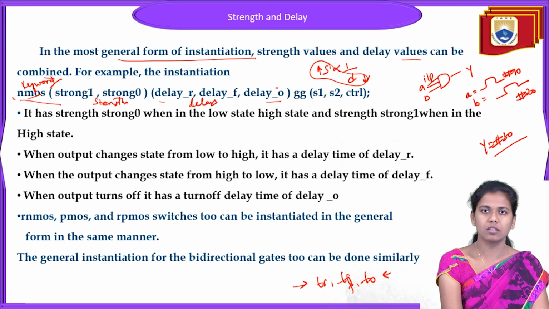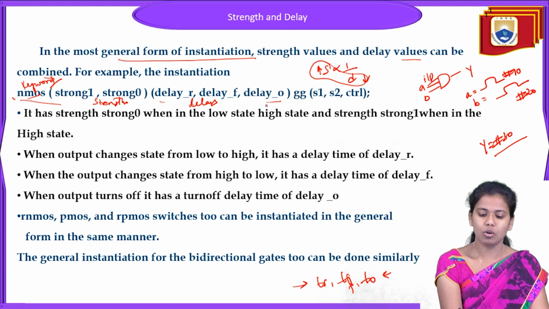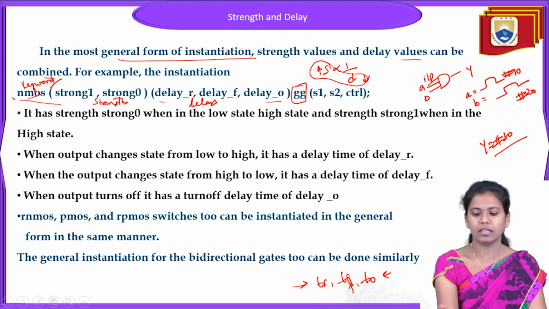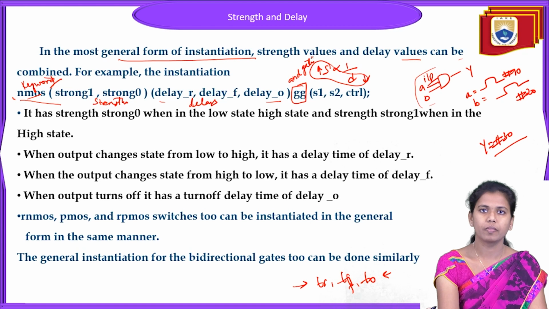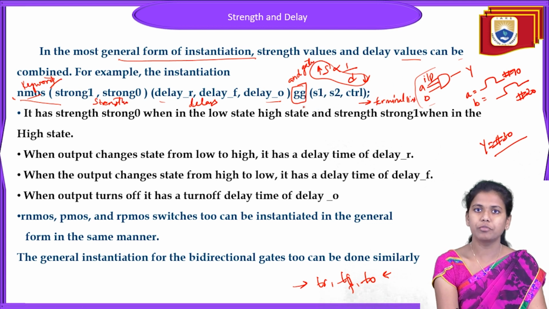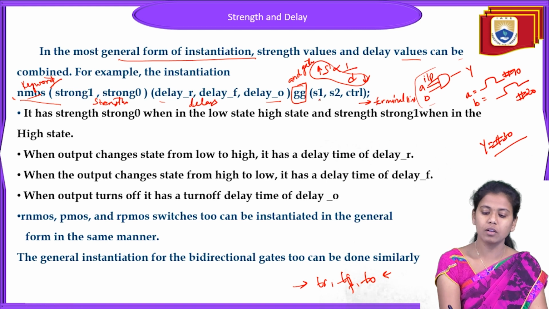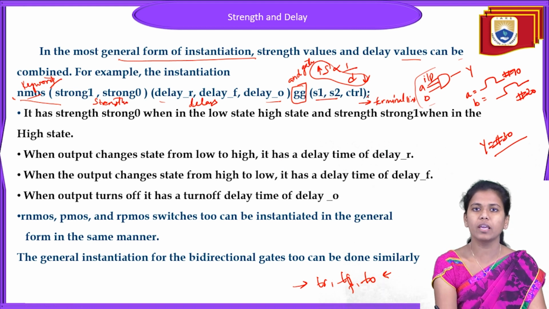So in the instantiation, first goes the keyword, then the strength, and then immediately the delays. After that, the gate I am considering is a logic gate. GG here means any kind of logic gate. As I am considering an AND gate, instead of GG I can also write AND. And then this is the terminal list. In the terminal list, the instantiation goes with the output first and then follows with the inputs.